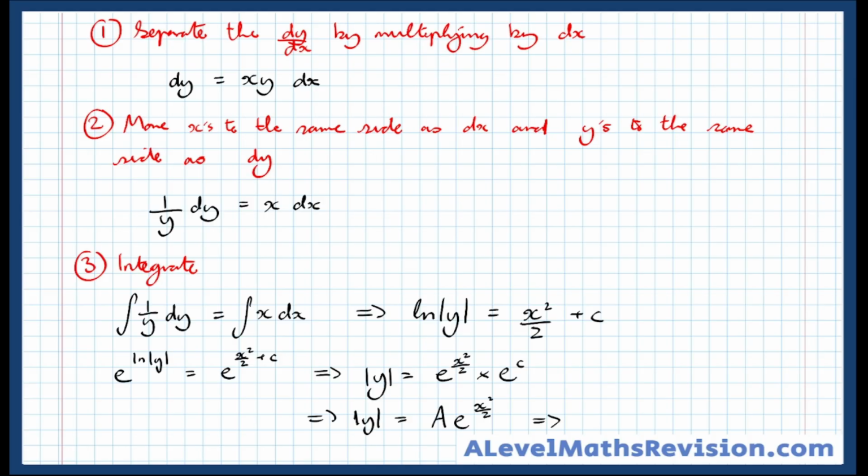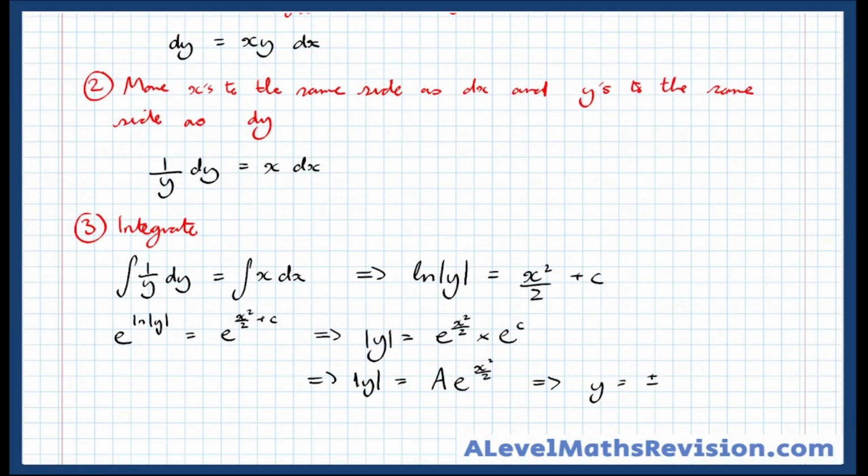Which means that y equals plus or minus a e to the x squared over 2. It's plus or minus because it's a modulus, so we don't know whether y was positive or negative in this case. Typically, you'll find in the questions that they ignore this plus or minus, especially in exam questions, but it is mathematically correct to have the plus or minus there.